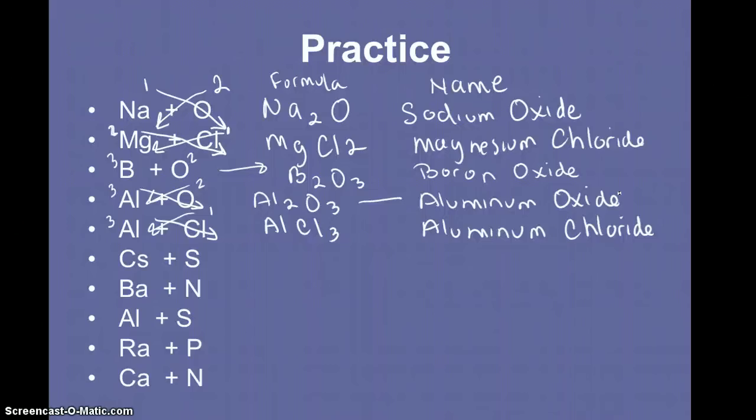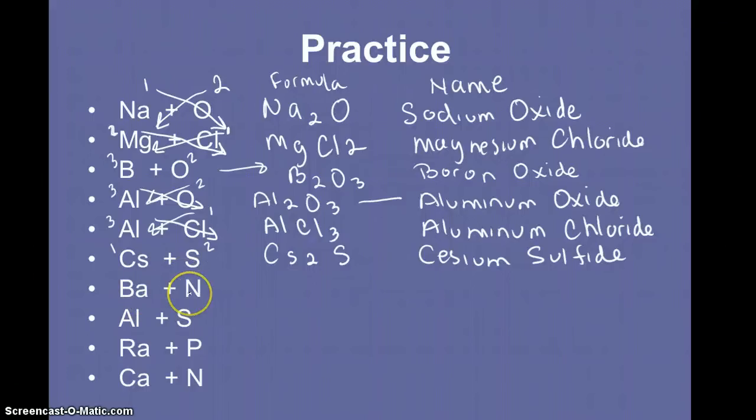We have cesium plus sulfur. Cesium has an oxidation state of 1. Sulfur has an oxidation state of 2. Again, these oxidation states are going to switch, so I will write it: Cs2S. How do I say that? What is the name? It's cesium sulfide. Note they are all ending in ide.